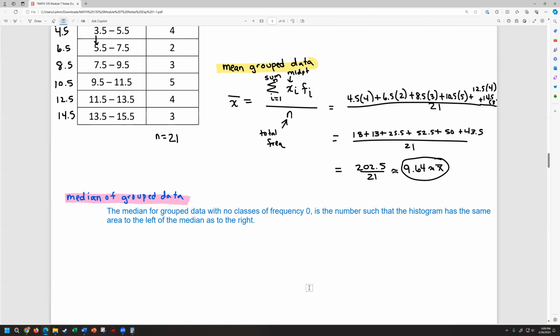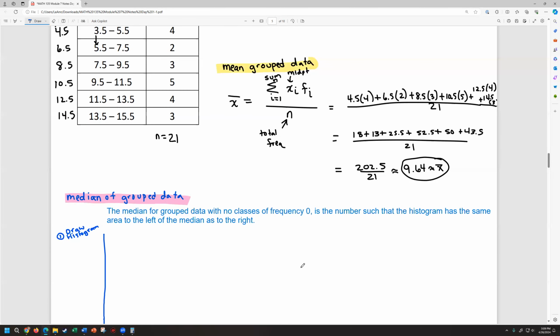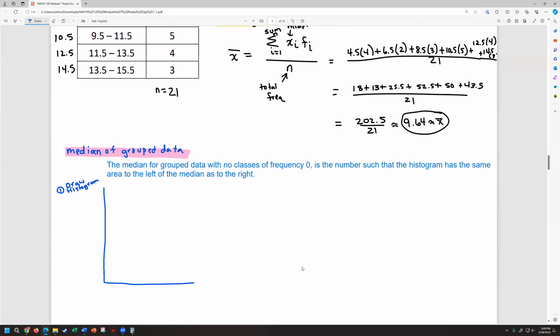Well, essentially what we need to first do is draw the histogram and look at the area involved. Because when we say we want to make sure that we have the same area to the left and right, we need to visualize the area. So I'm going to draw a histogram for that specific data table that we had up above. And we're going to talk about the area. So one, we're going to draw the histogram. Now, a lot of these on your MyMathLab, they'll just give you a multiple choice of which histogram it is, and you pick the right one, but you should know how to do it yourself.